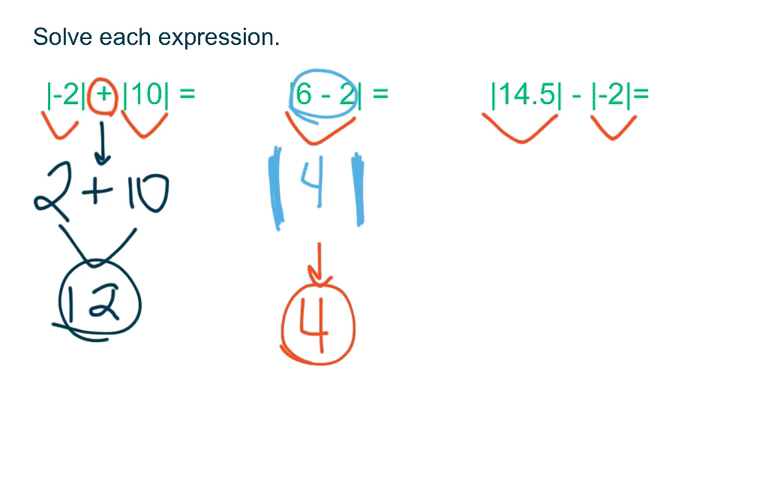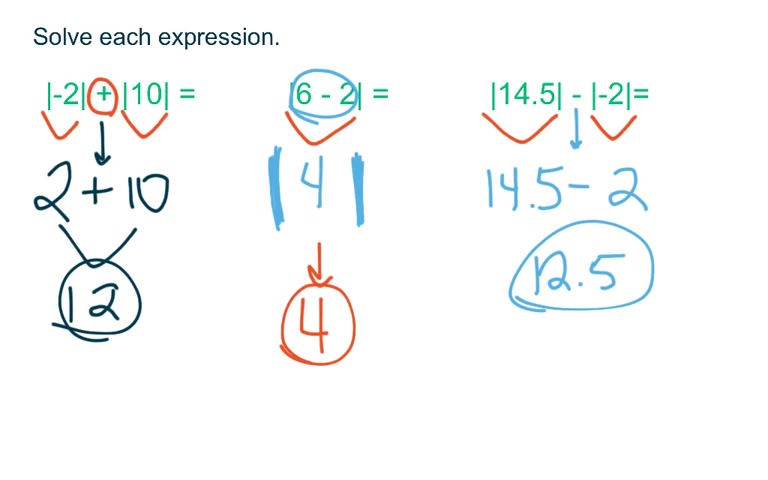Final example on this screen looks very similar to the first one. We're going to find the absolute value of each individual number first. So the absolute value of 14.5, or how far is 14.5 from 0? It's 14.5 away from 0. I'm going to bring down my subtraction sign, and then I'm going to find the absolute value of negative 2. The absolute value of negative 2, or how far is negative 2 from 0, is 2. So now I have 14.5 minus 2. I'm going to subtract, and I would get 12.5 as my final answer.